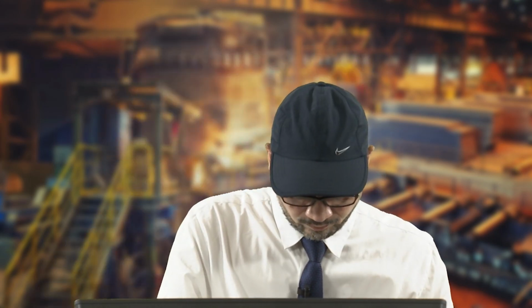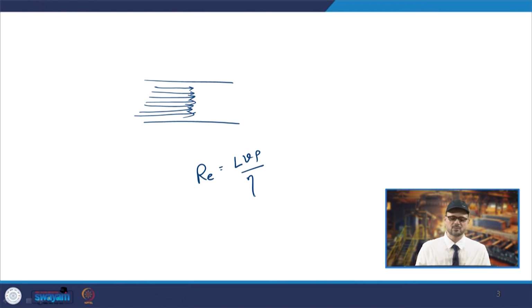He devised this number that is known as the Reynolds number. So, this is the criterion for differentiating the laminar flow from the turbulent flow, and the Reynolds number is defined as L V rho upon eta. Many times we write rho v d upon mu or eta, whatever. In this, we take L as the characteristic length of the system.